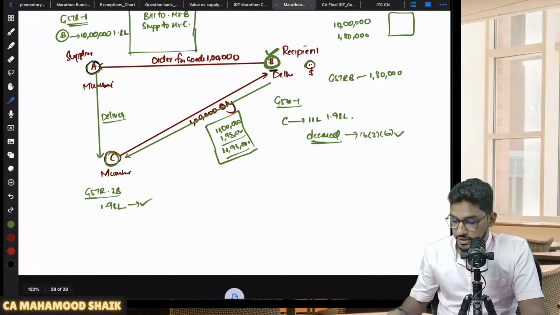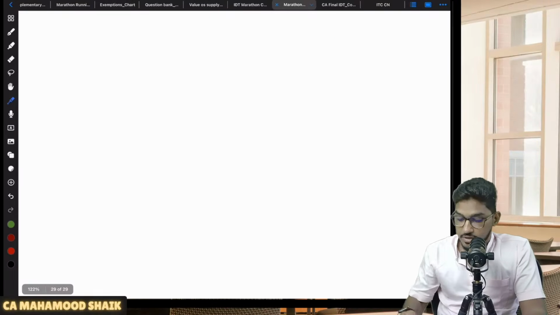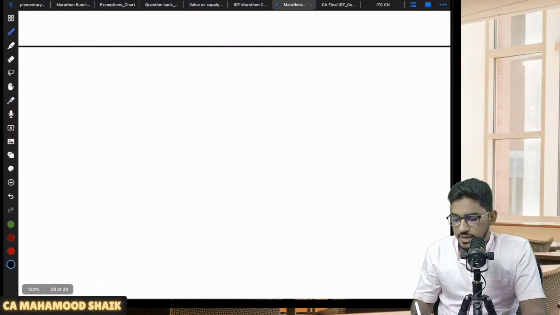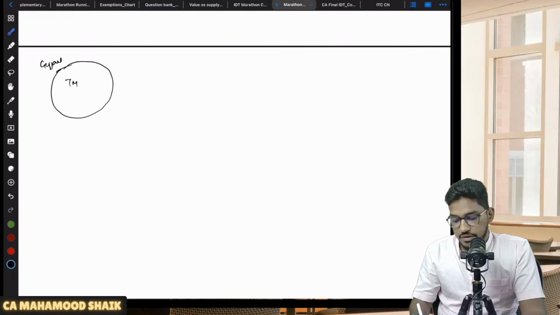I will quickly try to explain that important circular. Let us say there is Tata Motors. Now Tata Motors is having a factory. Let us say they are having a factory in Gujarat.